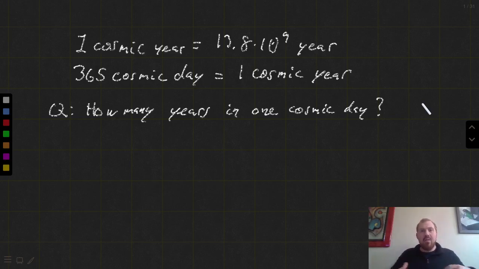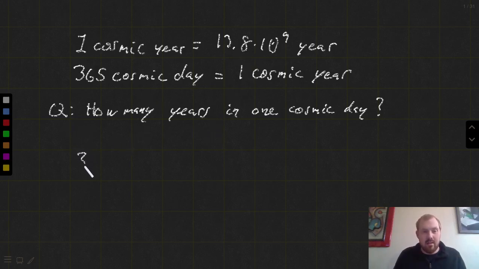And one thing I often notice with my students is that they don't do what I just did here. Just write it down. I'm a big emphasizer in using your tools. Write something down to get a sense of this. In fact, by writing it this way, you can almost see the solution immediately. We want to know how many years go into a cosmic day. But we already have this relationship: if 365 cosmic days is one cosmic year, and we know one cosmic year is 13.8 billion years.